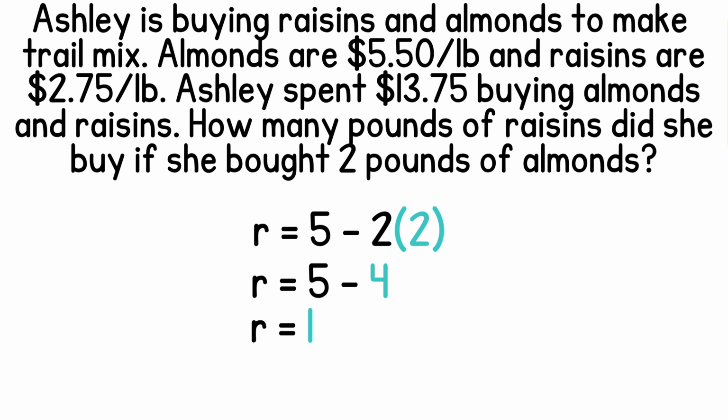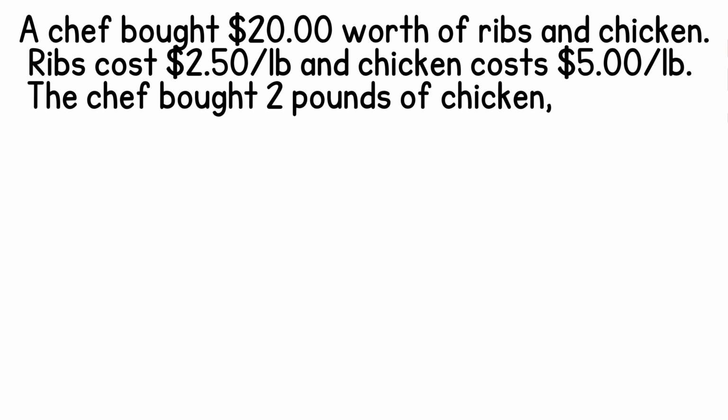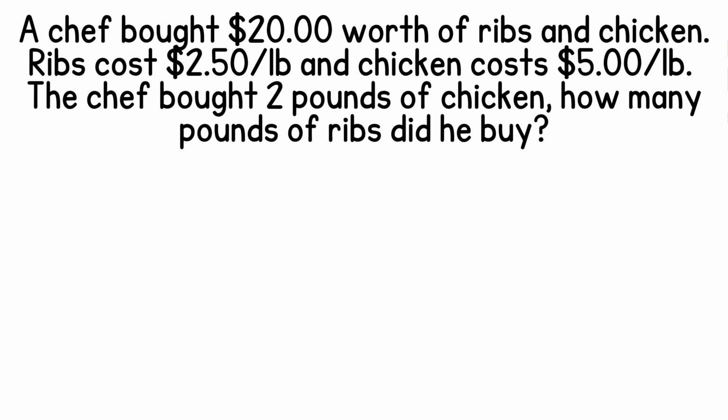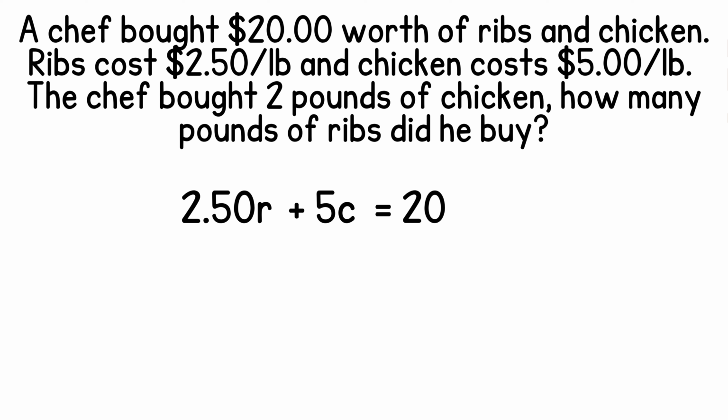Let's look at another example. A chef bought $20 worth of ribs and chicken. Ribs cost $2.50 a pound, and chicken cost $5 a pound. The chef bought 2 pounds of chicken. How many pounds of ribs did he buy? We'll start by making an equation for this situation again. Since we know that ribs cost $2.50 a pound, we can write this as 2.50R. And we know that chicken costs $5 a pound, so we can write this as 5C. We know that the chef spent $20 altogether, so we'll set our equation equal to 20.